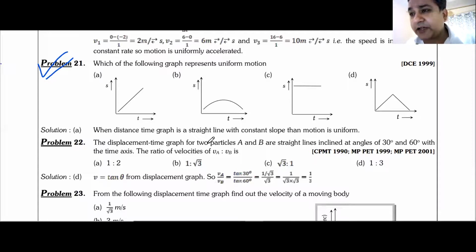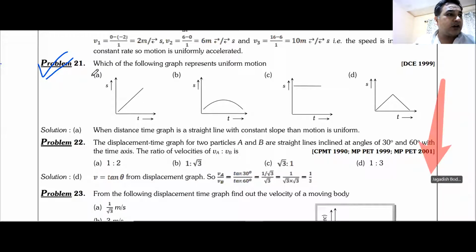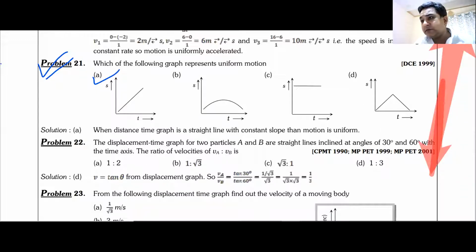Which of the following graphs represents uniform motion? When I talk about uniform motion, it definitely means motion with uniform velocity. And Karthik has come up with an answer. What is the answer, everyone? Which graph represents uniform motion? Yes, option number A. That is the graph that represents uniform motion.